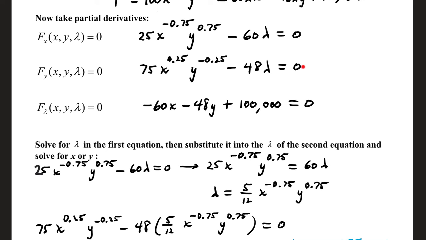Now, go to your second partial derivative, replace lambda with this 5/12 term that we just found. So that's 75xy, that all stays the same, minus 48. Now this lambda up here is the one we replace with this lambda that's in terms of x and y.